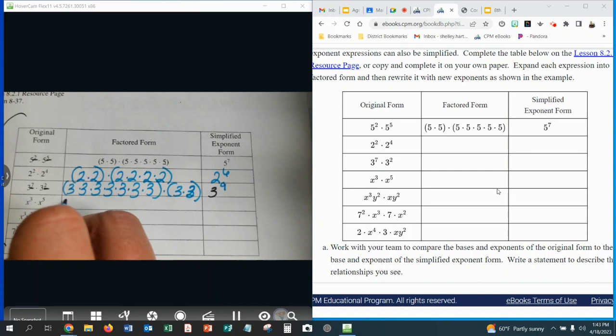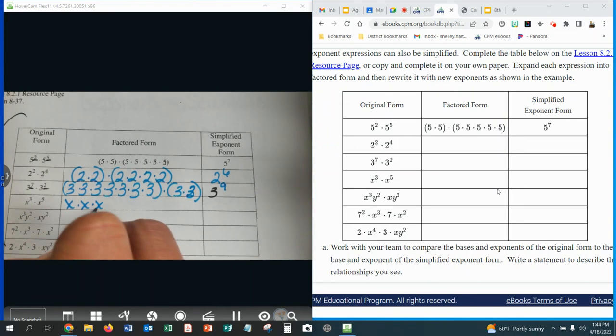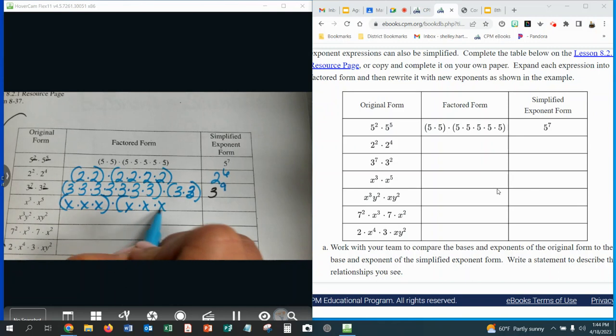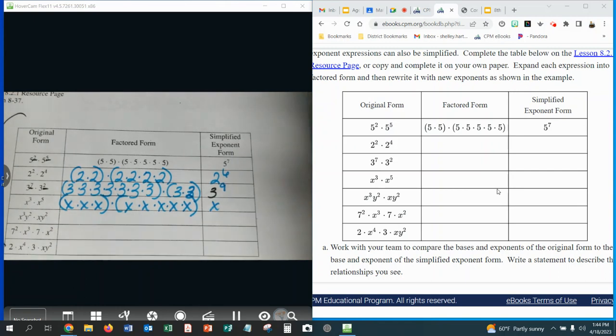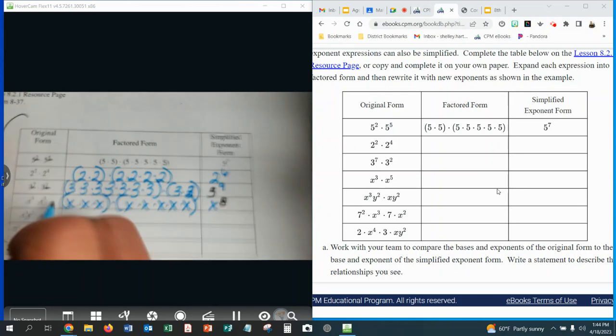What about this one? It is x times x times x times x times x times x times x times x. Yeah. Yes, x to the 8th power. Absolutely great. Good. All right, so the next one.